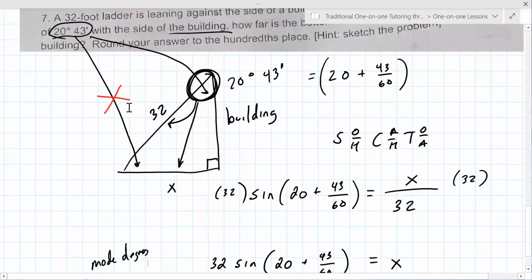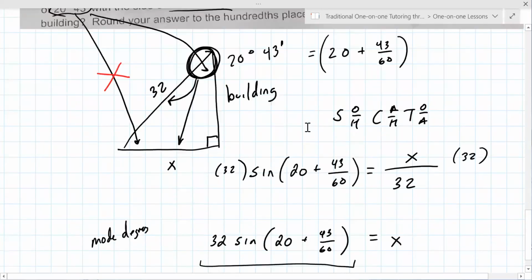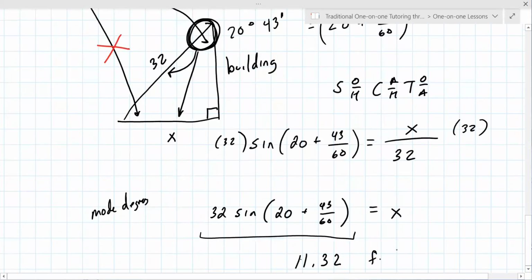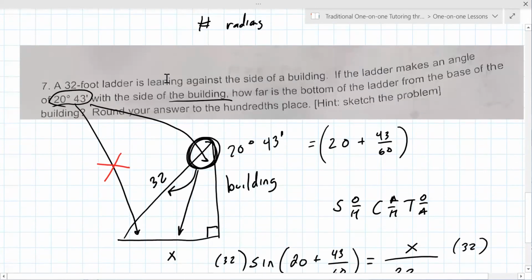Now this one requires units. It's feet. Math isn't always dealing with real problems, but 11 feet sounds reasonable. If it was 500 or 0.1 feet, that wouldn't be reasonable.